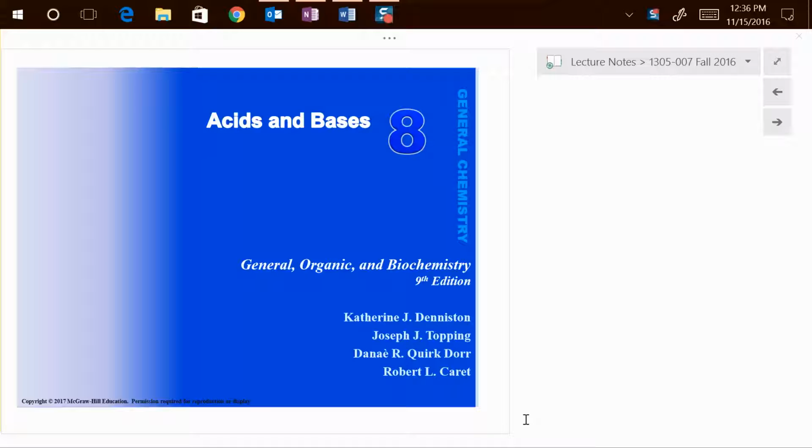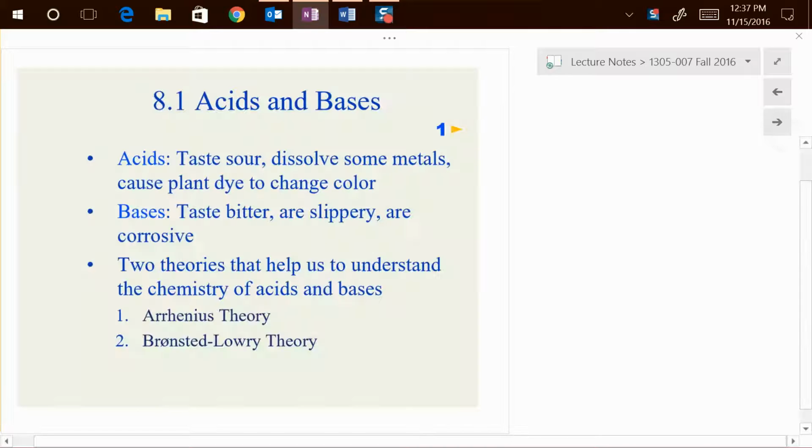Okay, so we're going to get into Chapter 8, Acids and Bases. I think you'll find that this is a lot of the things that we've learned. Acids and bases might not be the most difficult. There's a few things that are pretty simple in there, and it's a lot of stuff that's pretty familiar to you already.